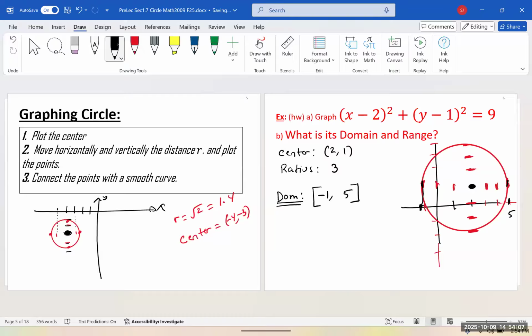-1 and 5, bracket. So you are using x values from this number to this number. So this is -1 and 1, 2, 3, 4, 5. This is 5 units. So -1 to 5 is the domain.